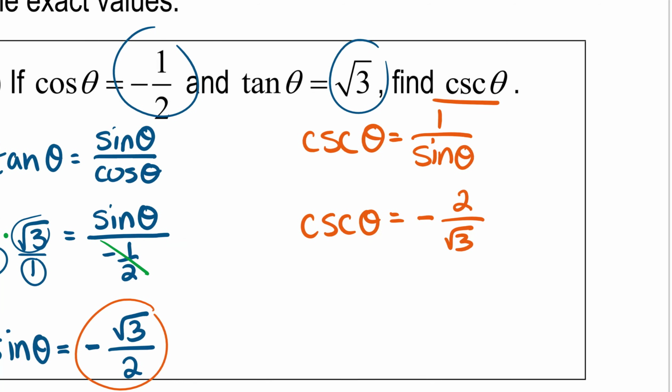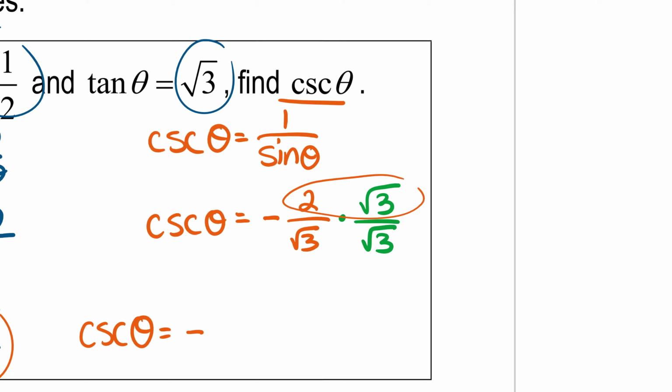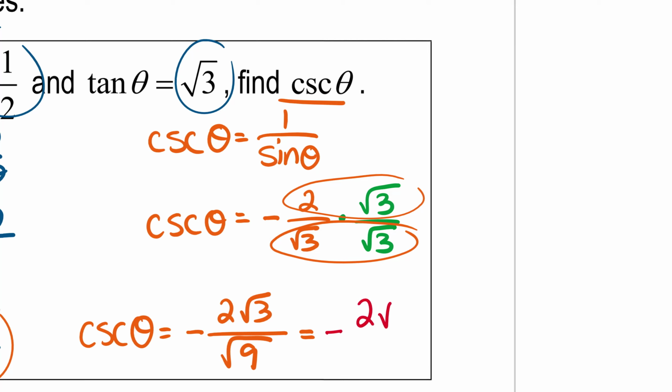Okay, now look, we got to rationalize the denominator again. No biggie. Remember, you multiply the top and the bottom by the square root. Okay, that gives me cosecant theta equals negative 2 times square root of 3, which is just 2 square root of 3, divided by square root of 3 times square root of 3. Because they're both square roots, square root of 3 times 3 is 9, and I can reduce the square root of 9. So my final answer is negative 2 square root of 3 divided by 3.